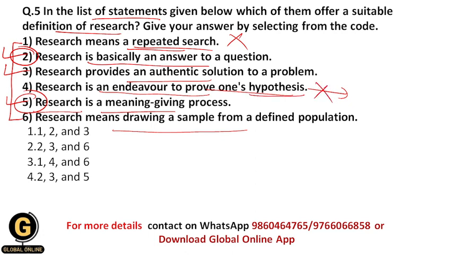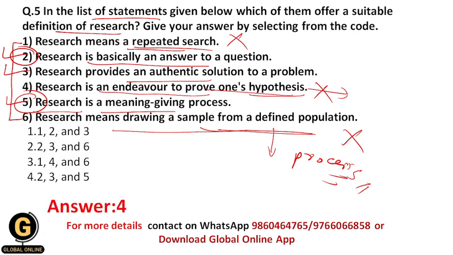And as well, drawing a sample from a defined population is nothing but one of the processes of research, or one of the stages of the research process. And subsequently in further videos we are going to see these concepts. So again, this is not the definition of research, and that's why the correct answer over here is 4, that is 2, 3 and 5.